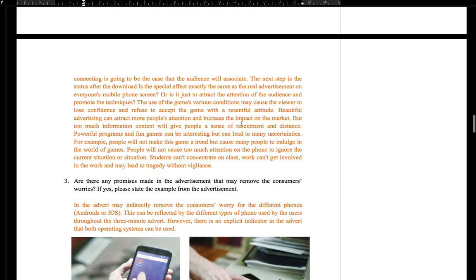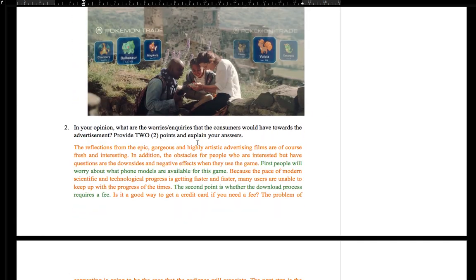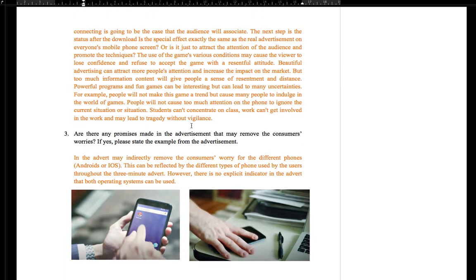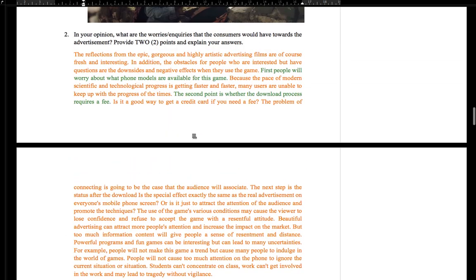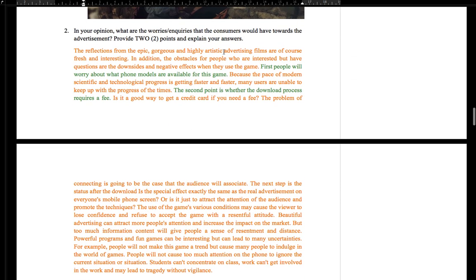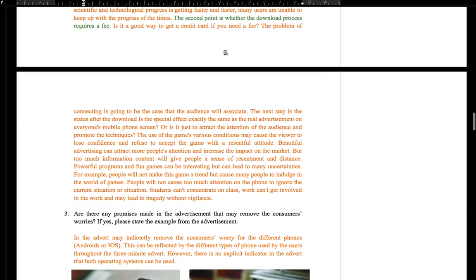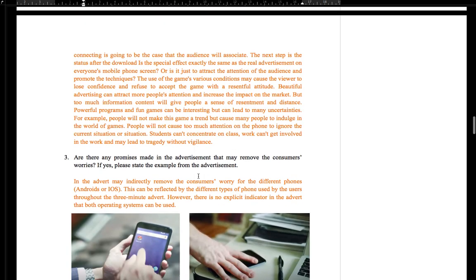And please do not forget, whenever you have your points, to explain your answers as well. The third one is very related to the question before. The question before asks if you have any worries or questions from the point of view of a consumer when you're looking at the advert. Now, is there anything in the advertisement that is indicating or answering the question that you asked earlier?